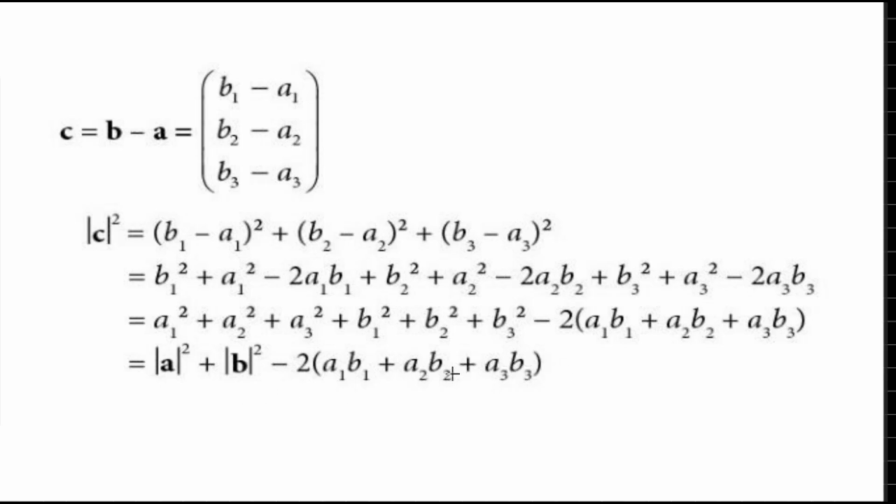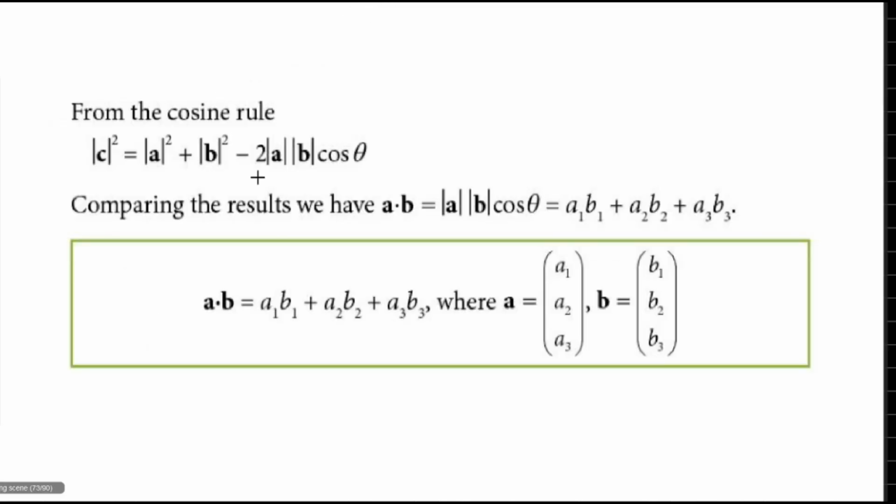So this looks like the cosine rule, right? Then we came about the magnitude of c. If you take the square root of both sides, we have the magnitude of c equal to that. So c squared is the magnitude of a squared plus b squared minus 2ab cos theta. So this is actually the cosine rule. Comparing both sides of the equation, we have a dot b is the magnitude of a times the magnitude of b times cos theta, which is a1b1 plus a2b2 plus a3b3.